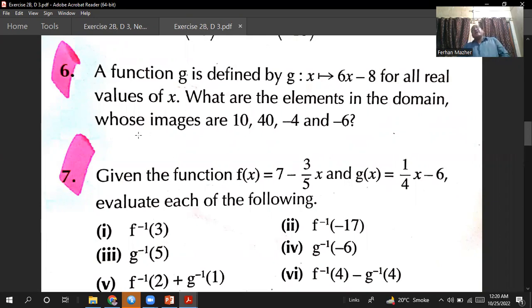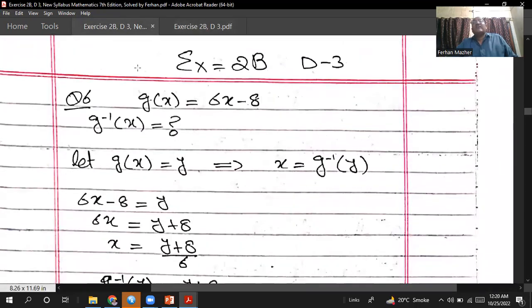This is actually another way of asking you to find out the value of g inverse of 10, g inverse of 40, g inverse of minus 4, and g inverse of minus 6. They have used the sentence, what are the elements in the domain whose images are? The images are given and I want to find out the domain. Okay, so the methodology is very simple.